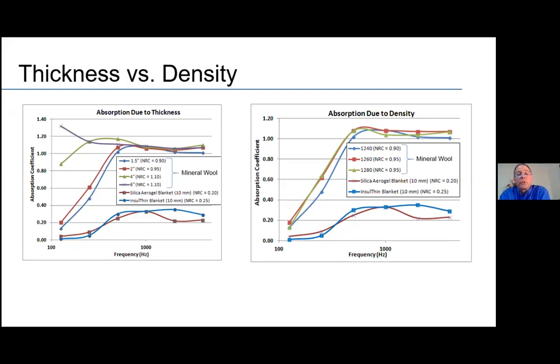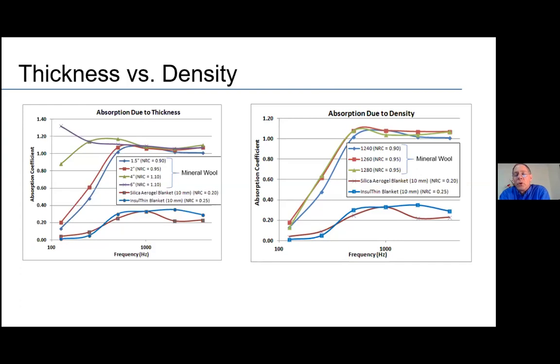At the high frequency range, the thickness doesn't have as much of an impact because the wavelength is very short. So you don't need as much material to dampen and absorb that noise. The 2 curves at the bottom of that chart are some thin blanket insulation products. And you can see there, because they are very thin relative to the mineral wool product, their performance isn't as good, especially in the low frequency range.